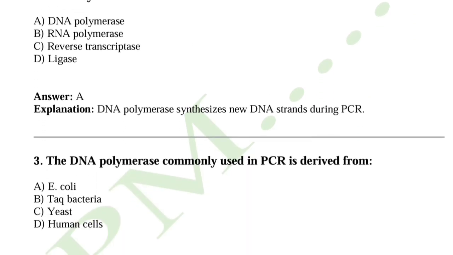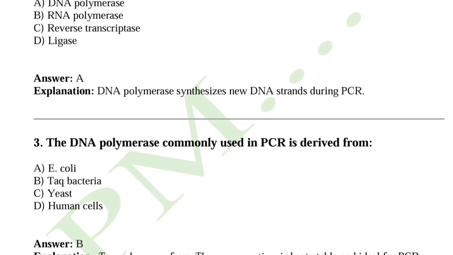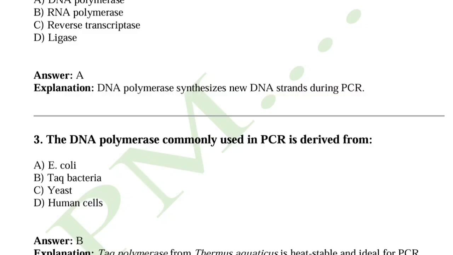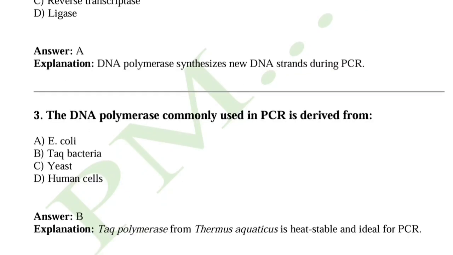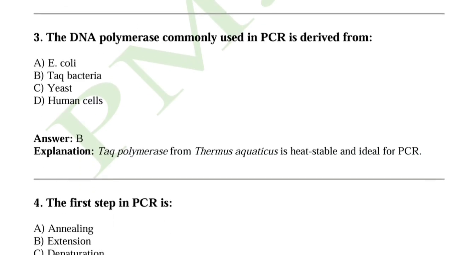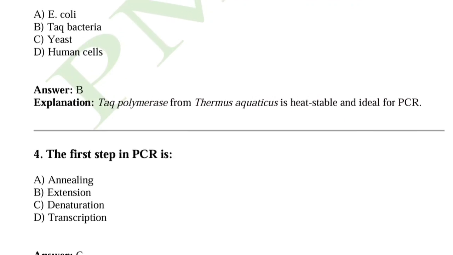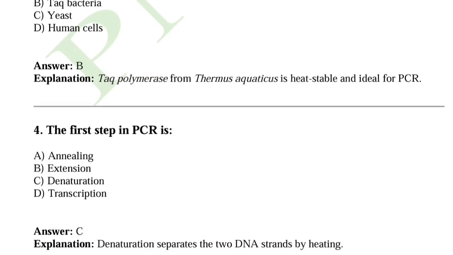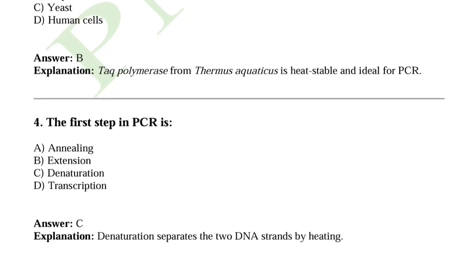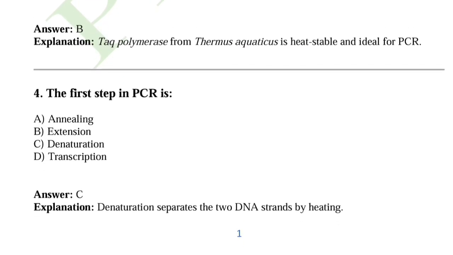Question number 3. The DNA polymerase commonly used in PCR is derived from. So the DNA polymerase commonly used in PCR is derived from the Taq bacteria. Okay, the Taq polymerase from Thermus aquaticus is heat stable and ideal for PCR. Okay, question number 4. The first step of PCR. So the first step of PCR is denaturation. Okay, so denaturation separates the two strands of DNA by heating.